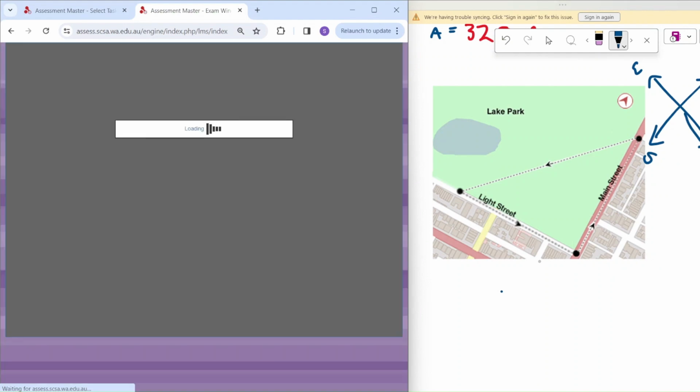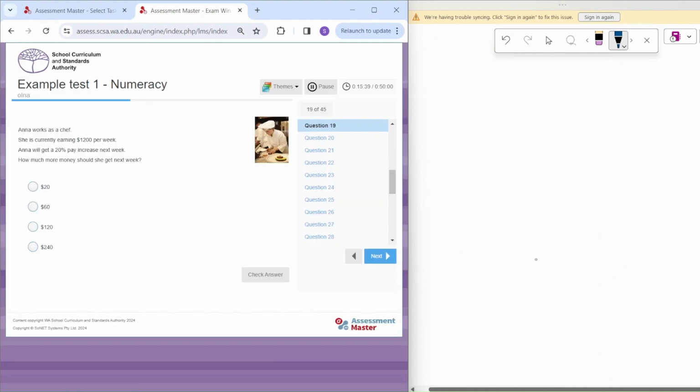And next question. Anna works as the chef. She is currently earning $1,200 per week. Anna will get a 20% pay increase next week. How much more money should she get each week? I'm going to show you two good methods for this. Let me show you the good method.